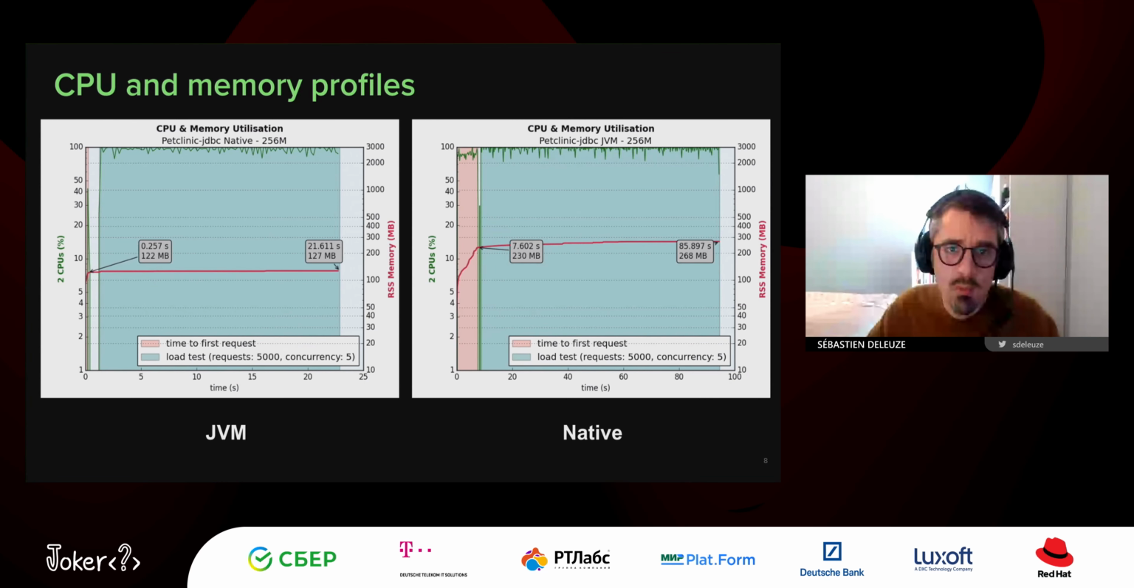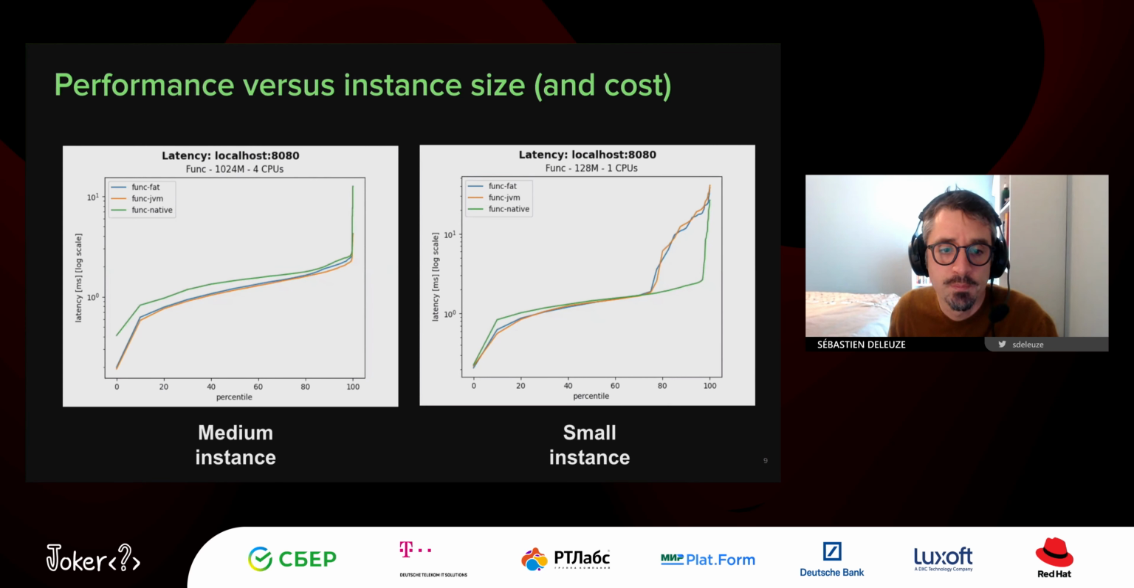So in terms of CPU and memory profile, if we compare the famous Spring Petclinic sample between GVM and Native, at the left you can see the GVM. Excuse me, I have flipped. So the Native is at the left. So basically, you can see that you have instant startup, and you have lower memory footprint, while at the right, in the GVM side, you have longer startup time and more memory consumption.